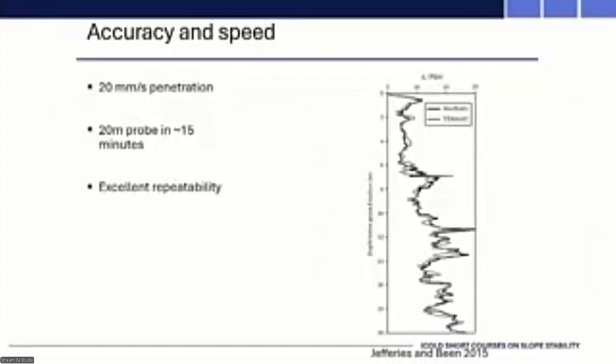This is from some work published by Jeffries and Been showing tests done in the same spot but at different times, showing the repeatability. What they've got there is a plot with depth of the corrected cone tip resistance. The beauty of it is that you can probe to reasonable depth in a relatively short time. If the contractors are proficient and swapping the cones out regularly, you can get pretty good turnaround in terms of the CPT.